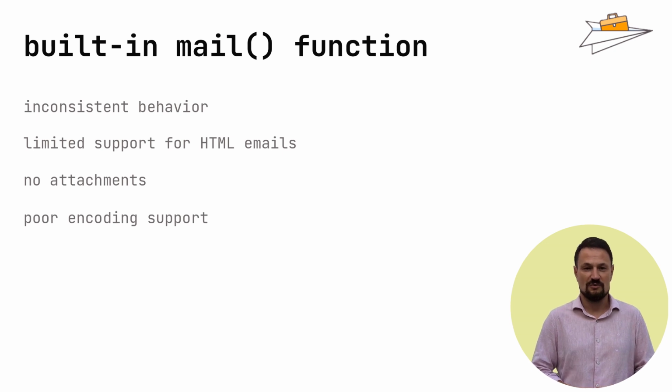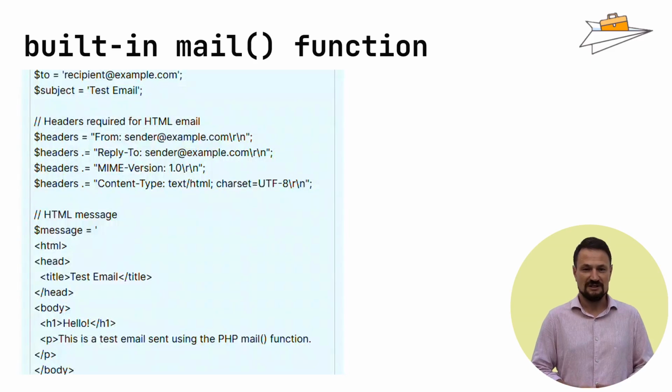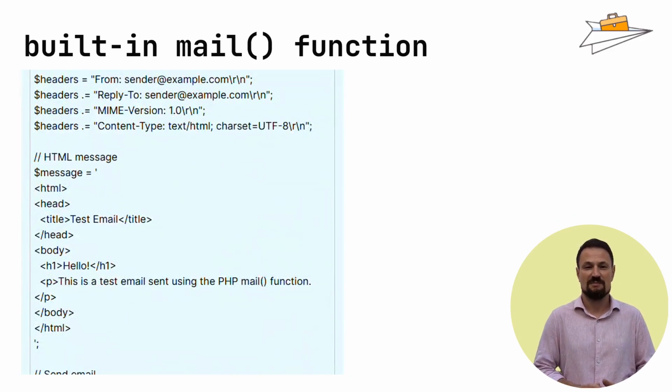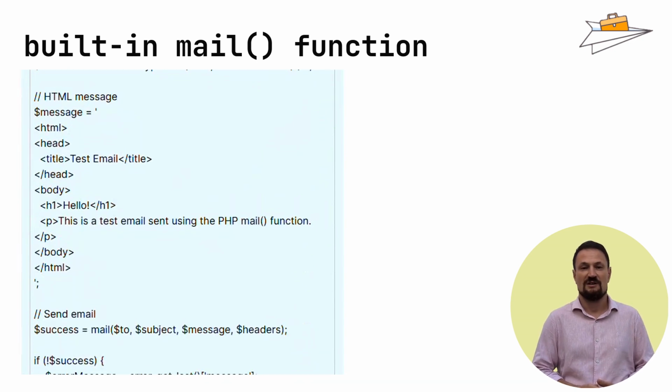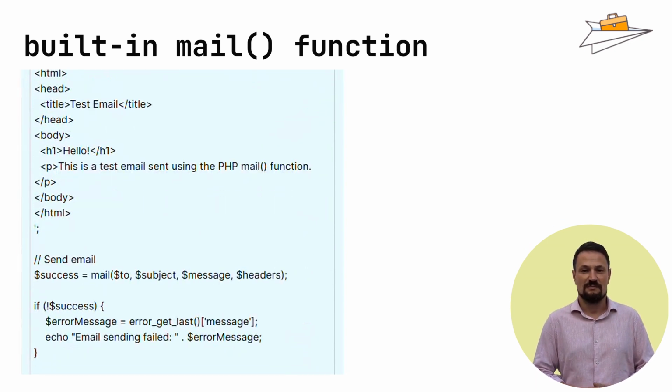Fifth, no control over which SMTP server gets used. It just defaults to the server's mail agent. And finally, debugging is nearly impossible. If something fails, you barely get any feedback. Just look at this mess you have to write to send a basic HTML email with the mail function. It's way too much hassle, and that's not even touching on attachments or CCs and BCCs.